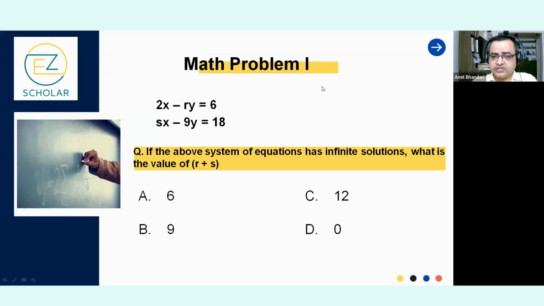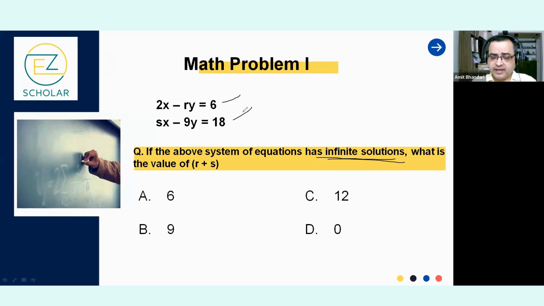Okay, so the question asks us that the system of equations has infinite solutions. That is the key. When I look at these two equations, I know that there is a single power of x and a single power of y, which means when I draw it on the xy plane, I get a straight line in both the cases. Infinite solution means that these two straight lines intersect at infinite points, which is only possible if it is the same straight line.